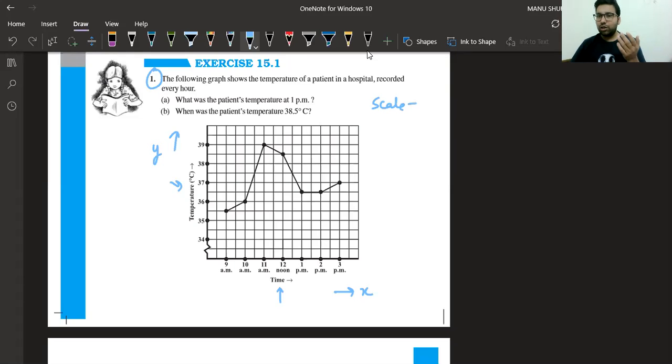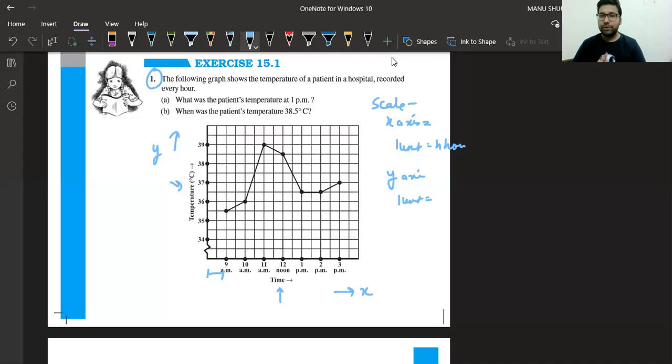If you observe the scale on the x-axis, what do you get? You get that 1 unit is equal to how much? Class, please tell. On the x-axis, 1 unit equal to, please tell. 1 unit equal to 1 hour. Very good. Because you can see after 1 unit, 1 hour is being added to all the times. So it is 1 unit equal to 1 hour. Similarly, on the y-axis, what is the scale? 1 unit equal to how much? Please tell. It is 1 degree Celsius. Very good. So this way we have found the scale also.